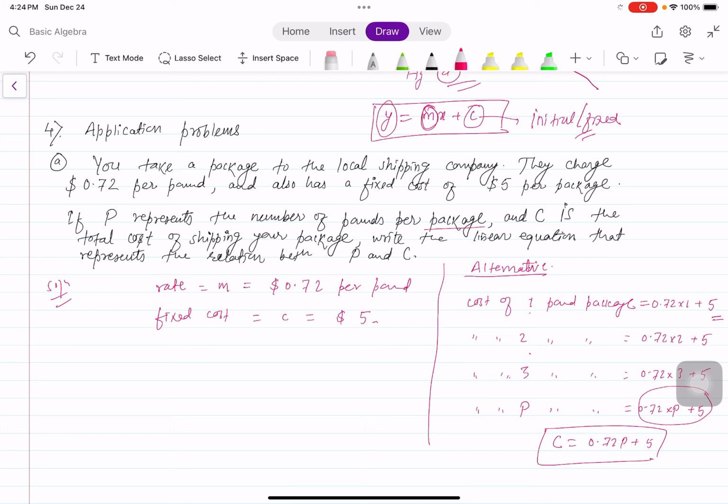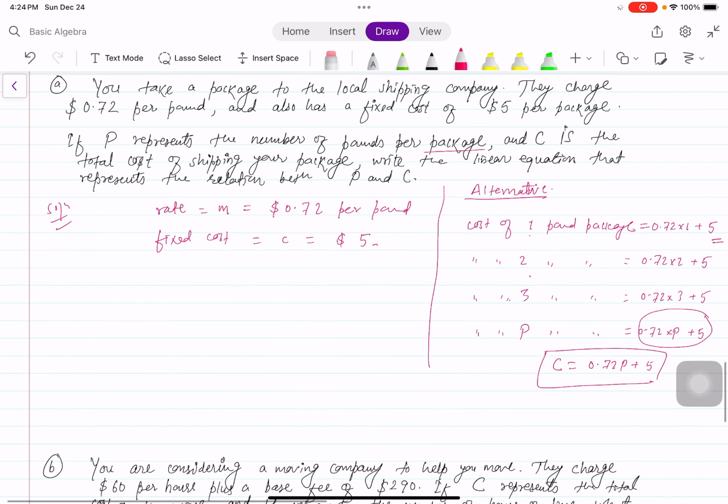m is the rate of change of y with respect to x. y is the quantity that you are studying, whose rate of change you are studying. m is the rate of change of that quantity with respect to x. With respect to what? It could be anything, for example with respect to time, or with respect to weight, or with respect to distance, whatever. And c is some fixed value.